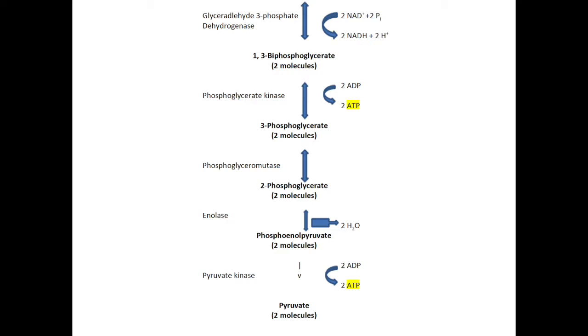Again, there are 2 molecules of PEP. Here we generate 2 ATP molecules. This process has yielded a net of 2 ATP molecules from the glycolytic pathway.